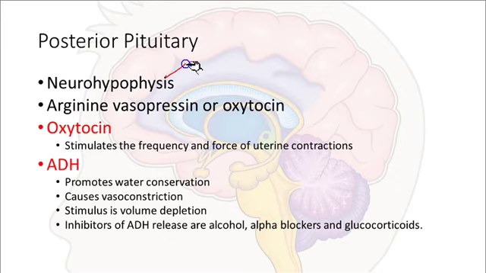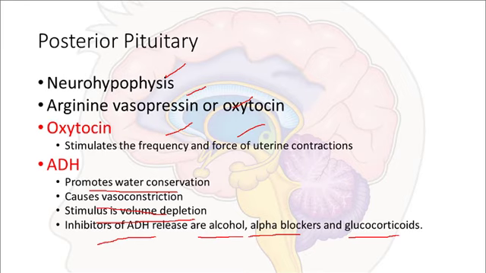The posterior pituitary is known as the neurohypophysis, right? It releases arginine vasopressin or oxytocin. Oxytocin stimulates the frequency and the force of uterine contractions as well as the release of milk. And of course, antidiuretic hormone or vasopressin is responsible for water conservation. It causes vasoconstriction and it's stimulated in volume depletion. Inhibition of ADH release can be done via alcohol, alpha blockers, and of course glucocorticosteroids.